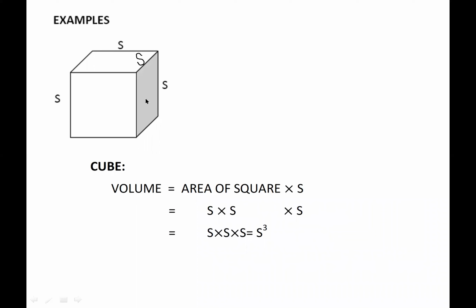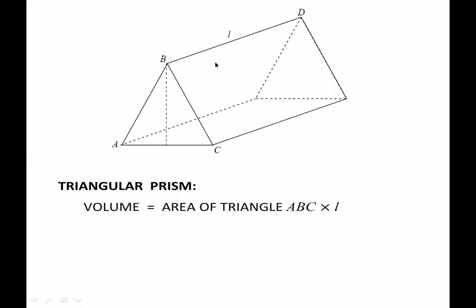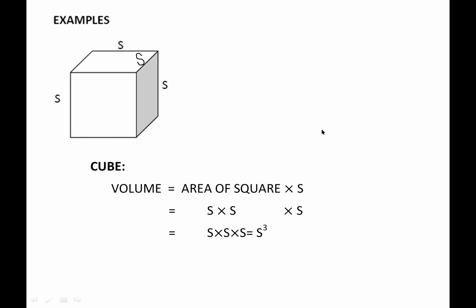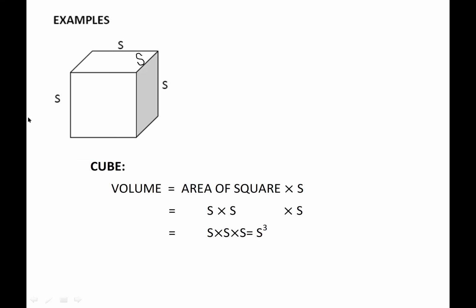And we would meet many prisms. One here is a cube. This is a cuboid. This is a triangular prism. This is a cylinder. So those are some examples of prisms. And what makes them prisms is that there's a uniform cross-section along its length. So if we look at this shape here, this shaded area would be uniform along this length here.